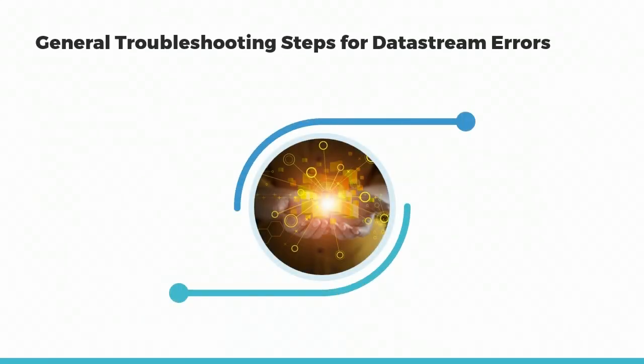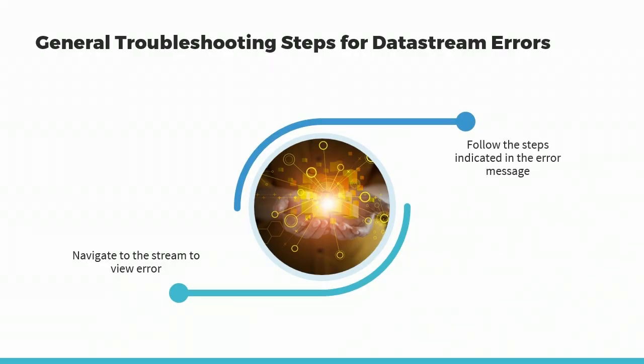Here are some general troubleshooting steps for Datastream errors. To troubleshoot an error, you want to navigate to the stream and then view the error itself. You want to follow the steps indicated in the error message to tell you how to troubleshoot it. In fact, it makes it pretty easy for us to diagnose the issues right inside the Google Cloud Console.